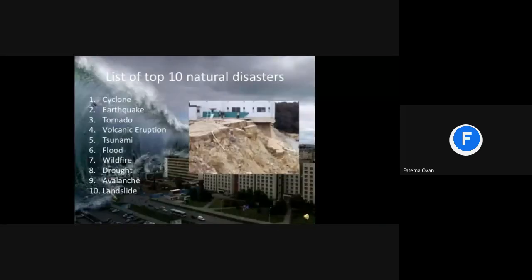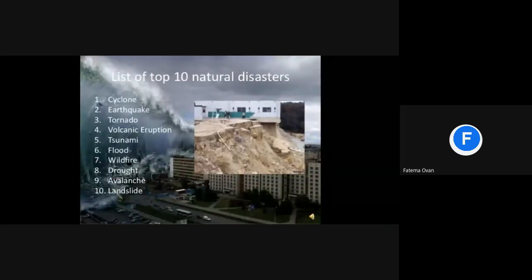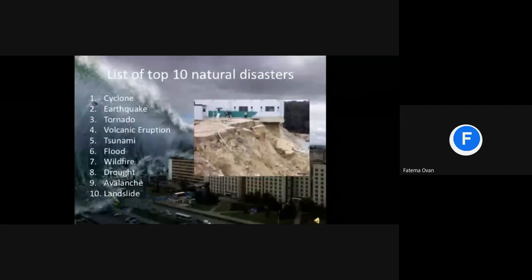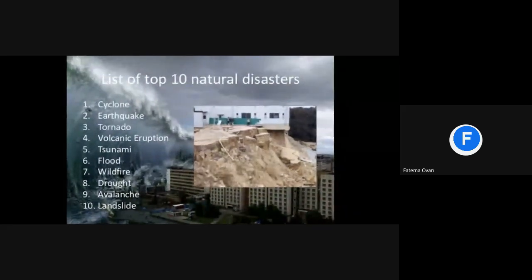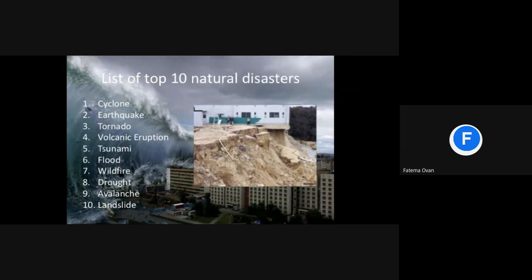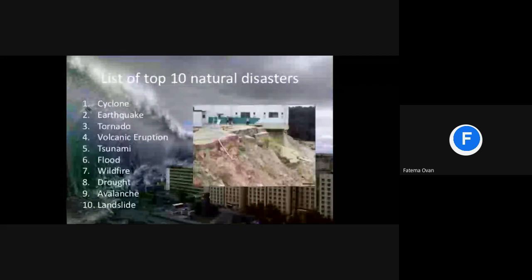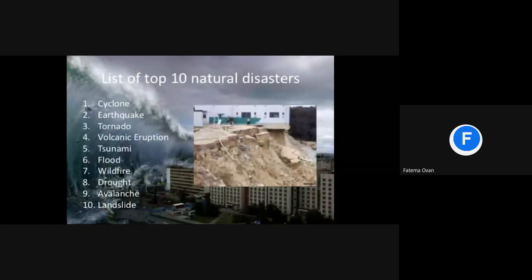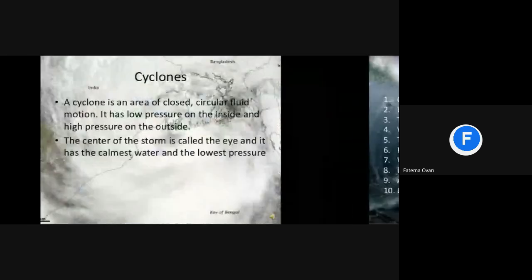Okay, got it. List of top 10 natural disasters. First, cyclone. Second, earthquake. Third, tornado. Fourth, volcanic eruption. Fifth, tsunami. Sixth, flood. Seventh, wildfire. Eighth, drought. Ninth, avalanche. And tenth, landslide. Okay, these are the 10 natural disasters.